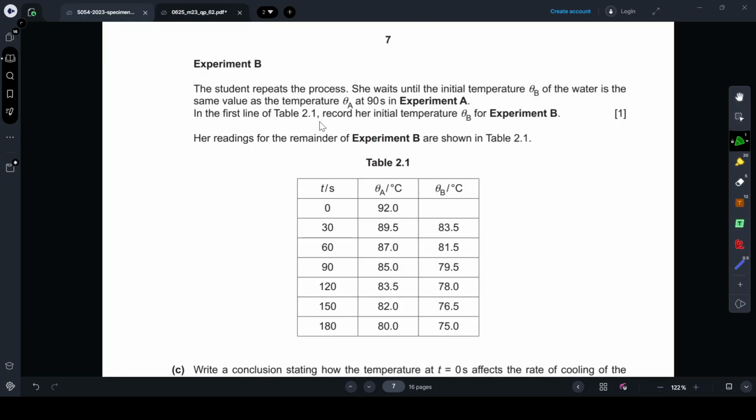In the first row of table 2.1, record her initial temperature theta B for experiment B. Okay, we need to find the empty box. Yes, you need to fill in the blank. What is the initial temperature theta B at the start of experiment B? Read this, 84? No, wait. Yeah, read this again.